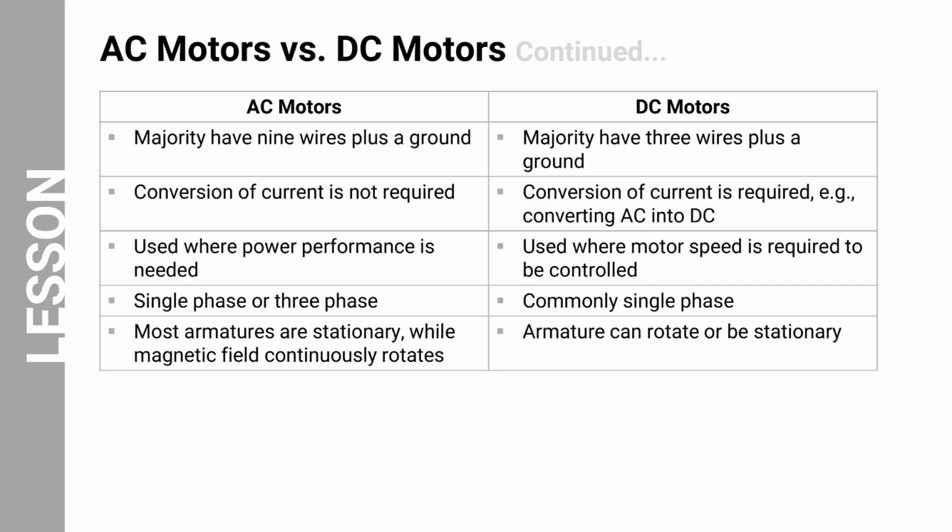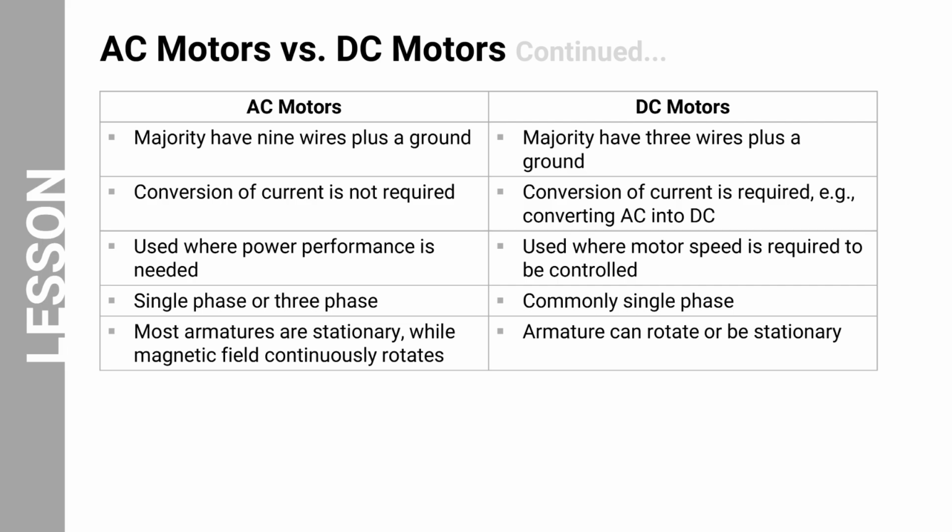AC motors excel in applications where power performance is the primary requirement, while DC motors are preferred in situations where precise speed control is essential. In terms of phase configuration, AC motors can be either single-phase or 3-phase, while DC motors are commonly single-phase.